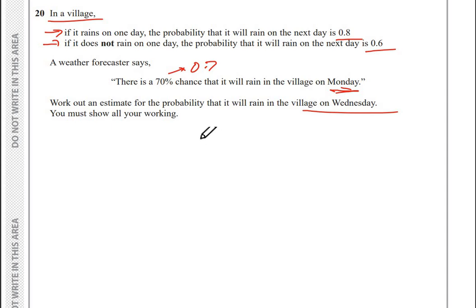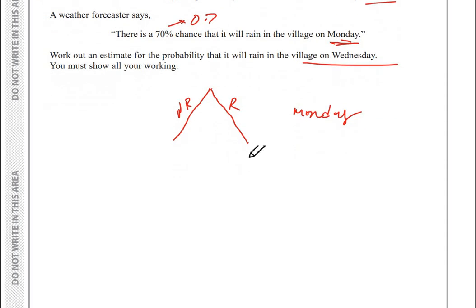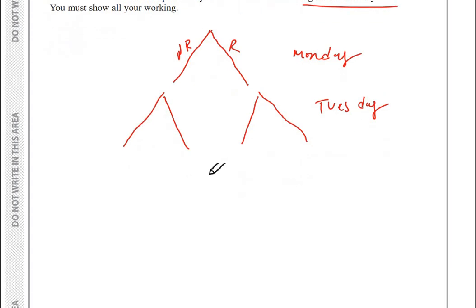I know we're used to having our probability trees going off to the right, but in this case I'm going to do it going from above downwards just so we have enough space. So let's say it rains on Monday, and it doesn't rain on that side. And then for Tuesday, the probability that it rains on Tuesday. And finally we have the probability for Wednesday.